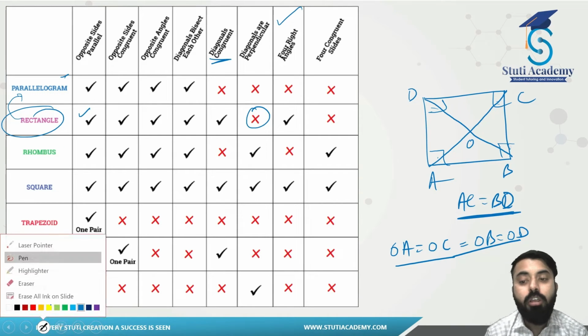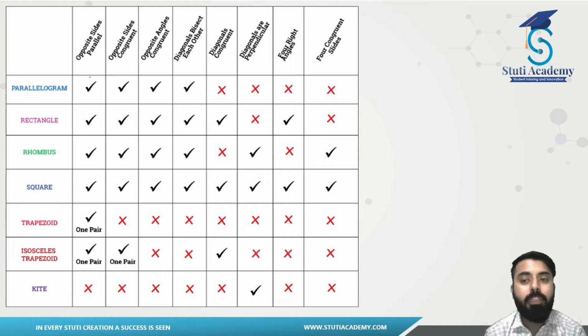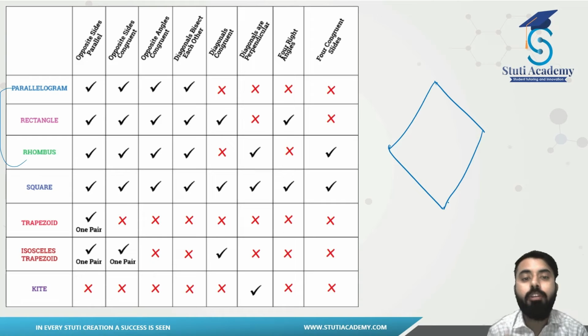Rhombus is also a kind of parallelogram. It will be sharing almost each property of a parallelogram, but there will be some special cases. Firstly, what is a rhombus? It is a kind of like this. This is the general shape of your rhombus. So it looks like this one.